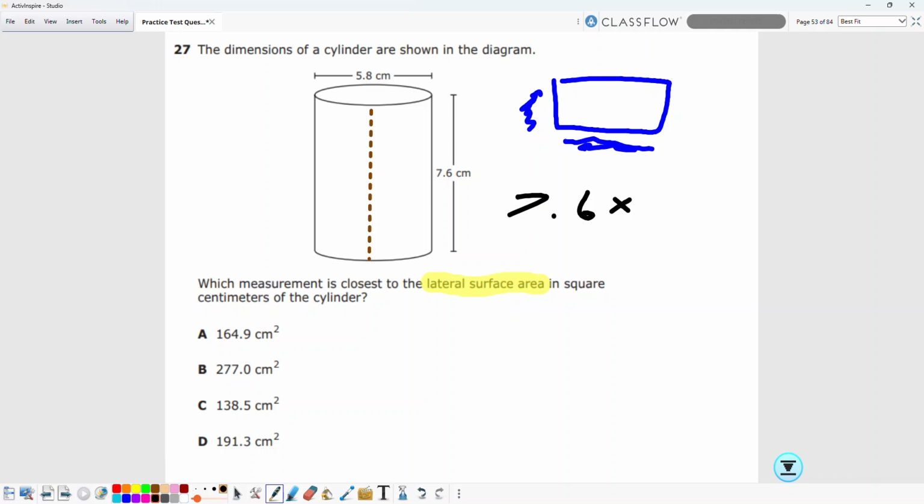So what is the circumference? So it's 2 pi r. So circumference is 2 pi r, not r squared, just 2 pi r. So 5.8 is the diameter, and half of the diameter is the radius. So we have 2.9. The radius is 2.9.